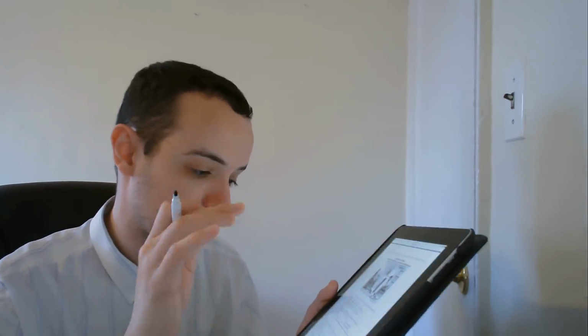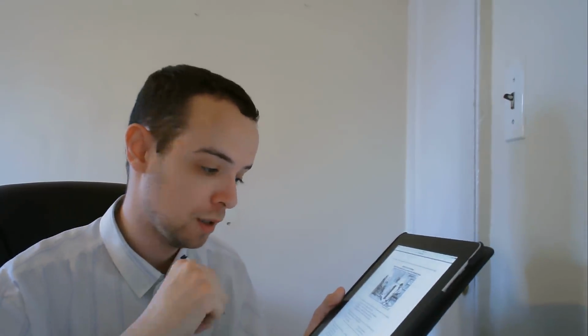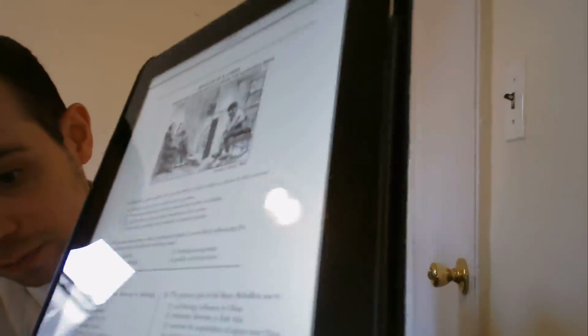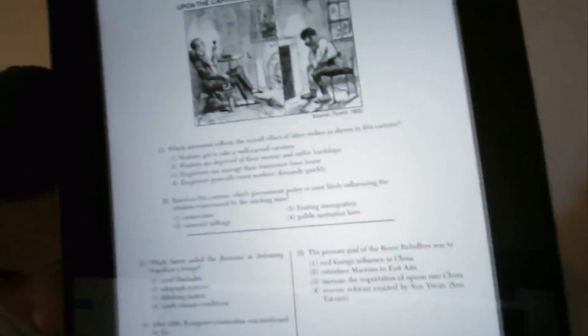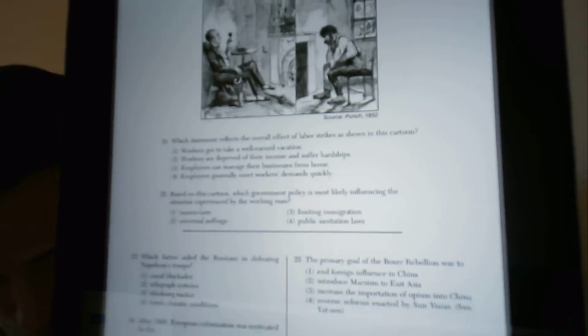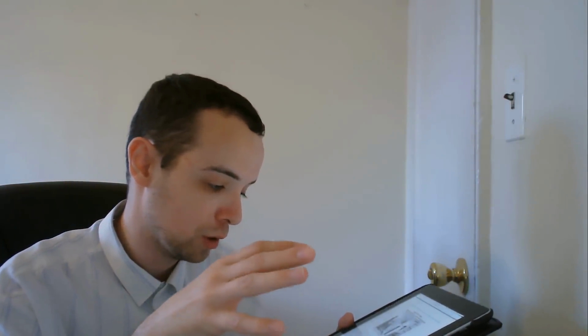So, 2. Okay, let's go to question 22, which is also based on this political cartoon. So based on this cartoon, which government policy is most likely influencing the situation experienced by the working man? Is it 1, laissez-faire? What is laissez-faire? First of all, what is laissez-faire? Question number 22 on January 2018 Regents.